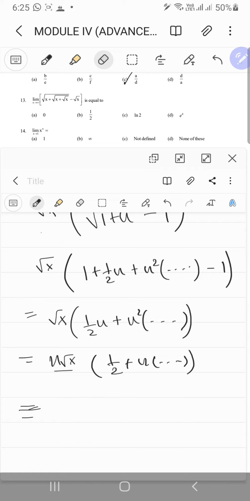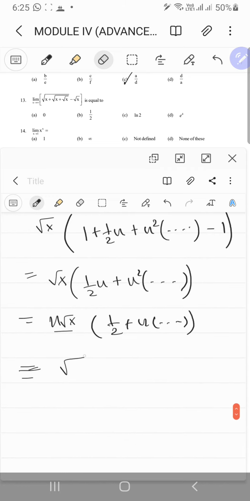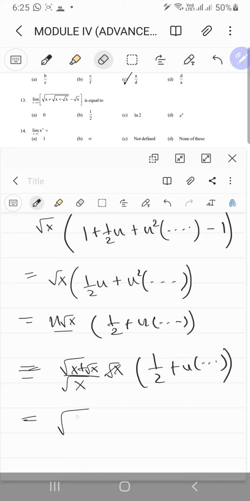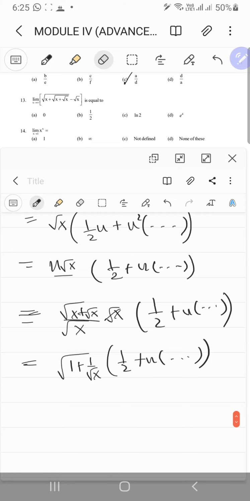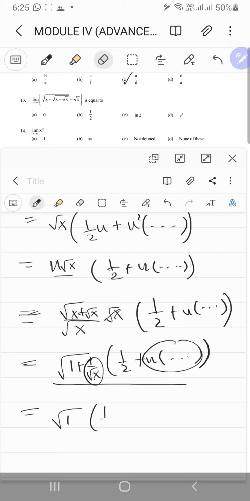So u was square root of x upon x, which is square root of x. So this cancels, you get square root of x over there, and you get half plus u into some other stuff. So this should be square root of 1 plus 1 upon square root of x, into half plus u times some other stuff. So look, this thing approaches 0, this thing approaches 0. So in effect, this complete thing approaches square root of 1 into half, which is 1 by 2. That was easy.